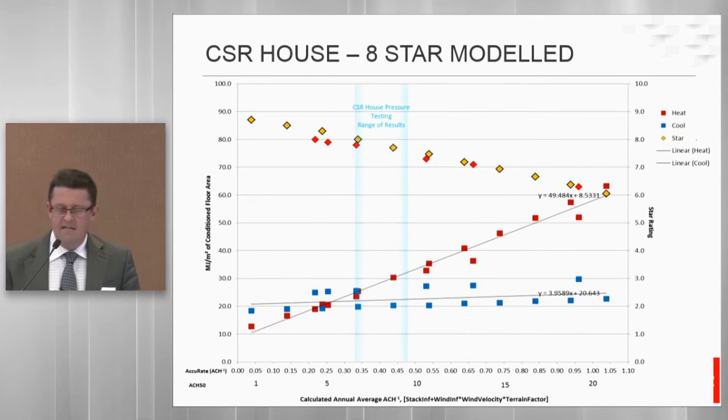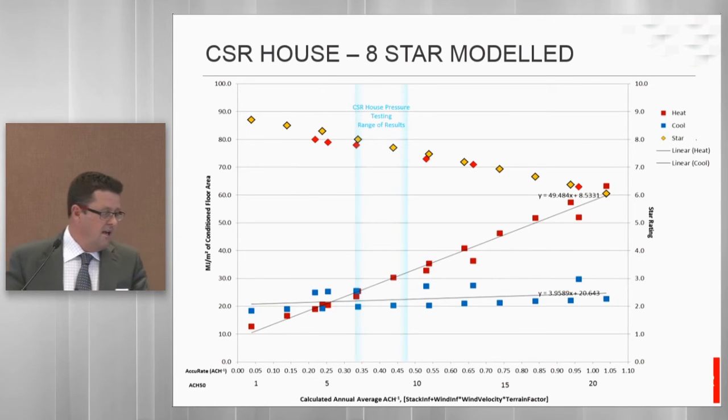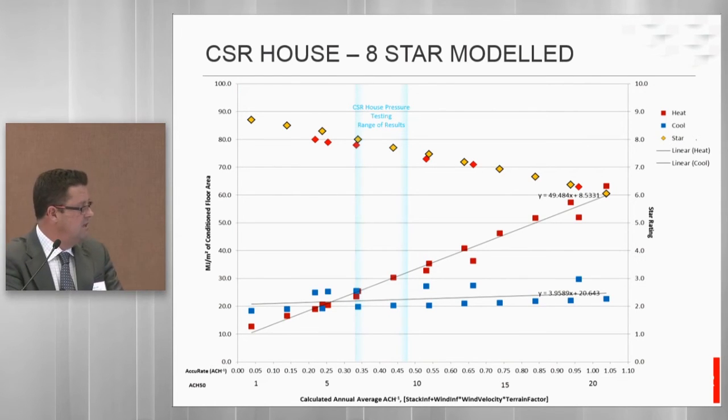Now this is again the data collected from the CSR house. On the lower axis we have the leakiness of the building, the ACH 50, and this is the ambient figure. Again we have that datum point of about 20 ACH 50, which is one air change per hour. On the vertical axis we have the megajoules, the energy consumed to condition the floor area of the building. So what you can see is, as we make the building more airtight, we significantly reduce the heating load on the building.